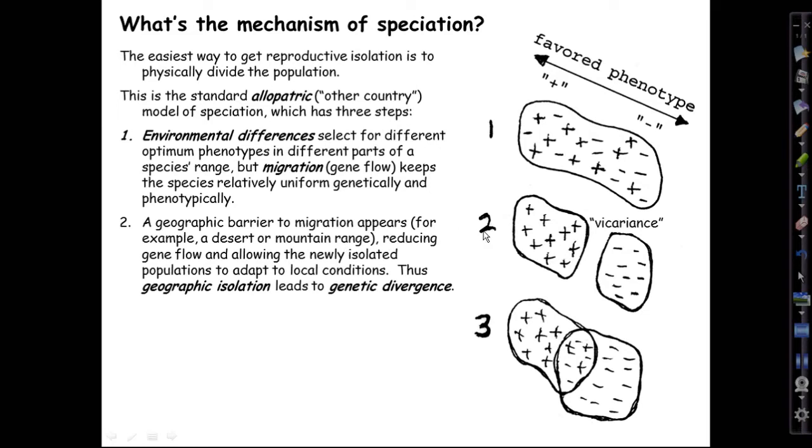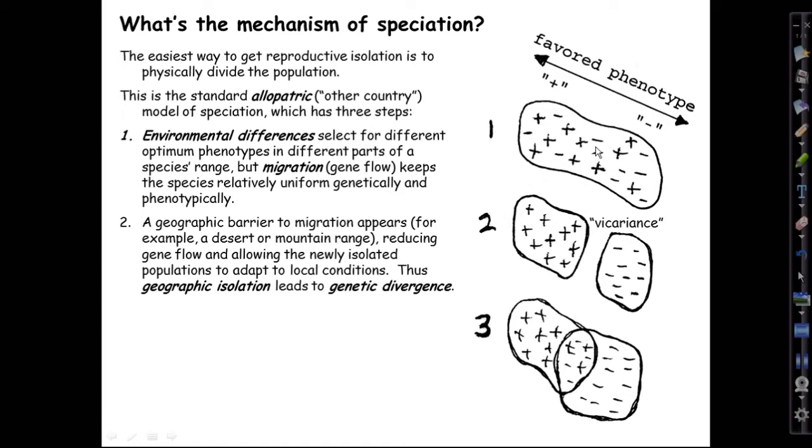Then, step 2, a geographic barrier to migration appears. For example, a desert or a mountain range, reducing gene flow and allowing these populations, which have now become isolated, to adapt to their local conditions. The jargon term vicariance is often applied to events like this that create separated populations due to external factors, not anything that the organisms themselves decided to do. So this is a vicariance event.